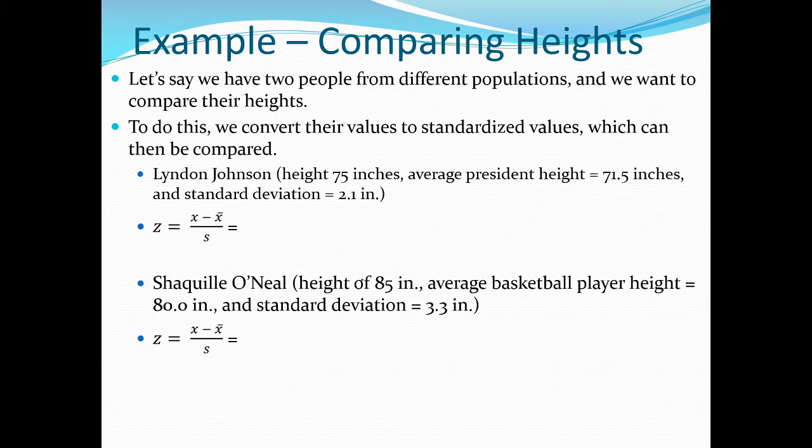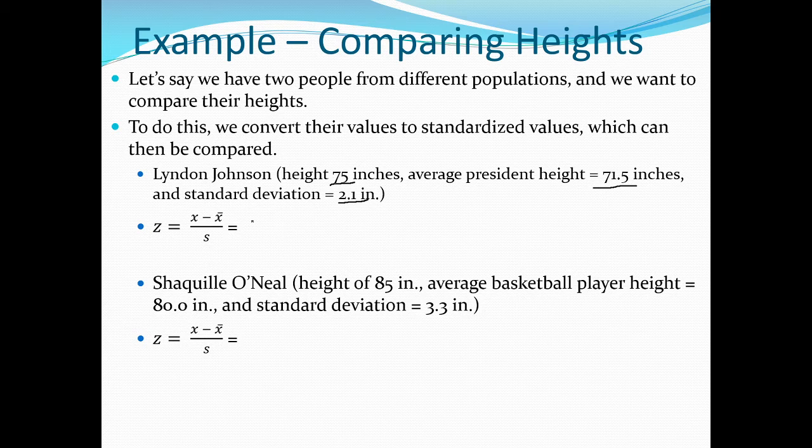To do that, we're going to convert them into z-scores. We're going to see how far away they are from the average, and then we can deduce who was actually the taller person among their peers. So let's take Lyndon Johnson's first. Lyndon Johnson was 75 inches high, a pretty tall president. The average height for presidents, at least from when this data was taken, was 71.5 inches, and the deviation was 2.1 inches.